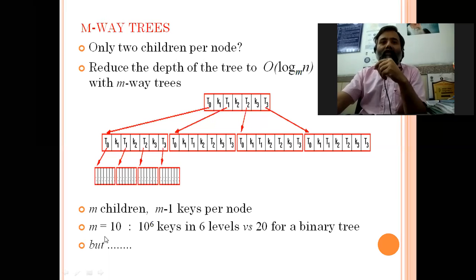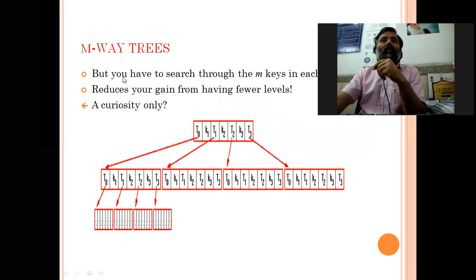If the order is 10 and we want to know how many elements can be at level 6, then it will be 10 to the power 6. Just like in a binary tree, we compute 2 to the power of the level. But you have to search through the M keys in each node.